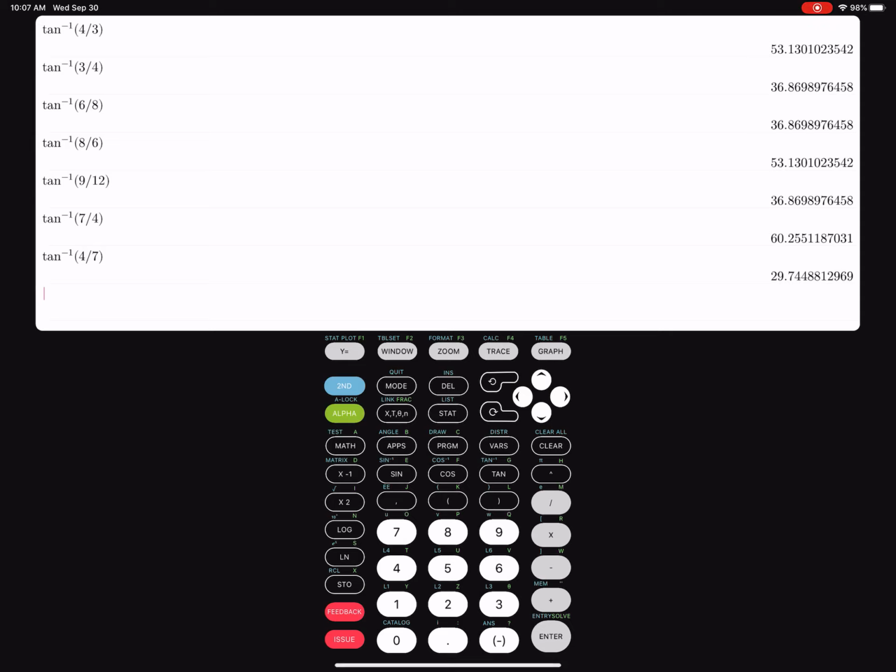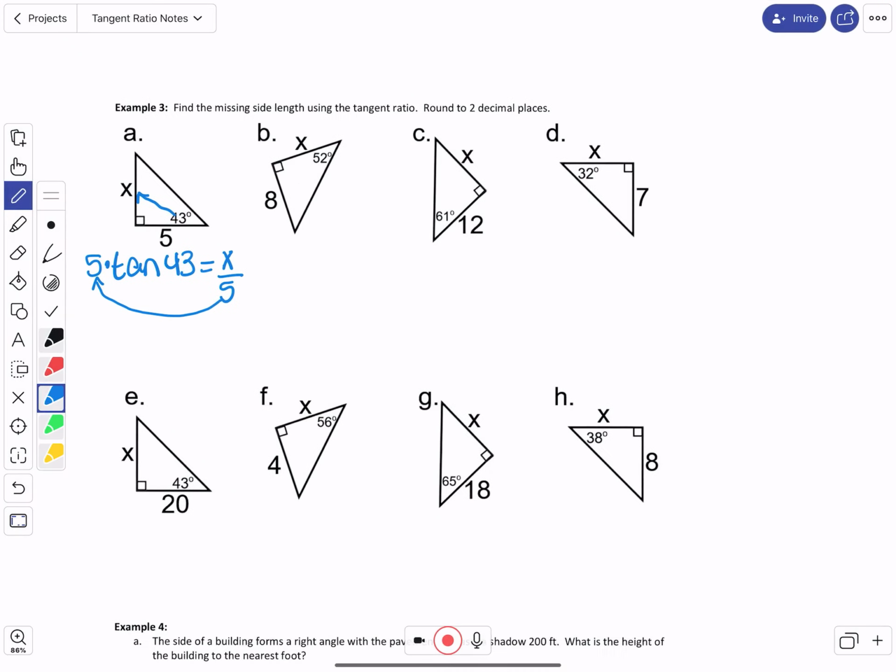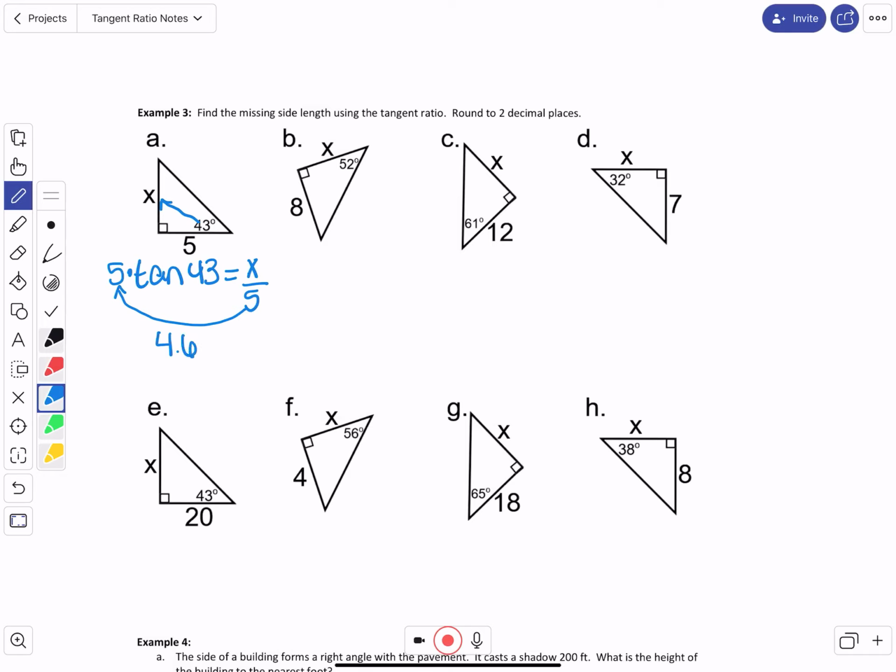Now, this is a regular tangent. The only time you use the inverse tangent is when you're looking for an angle. So this is regular tangent. So notice what I'm going to type in here. I'm doing 5 tangent 43. Okay, so notice I just typed in the tangent. And so that's going to be 4.66. Okay, so 4.66 equals x, okay? Because I'm looking for a side.